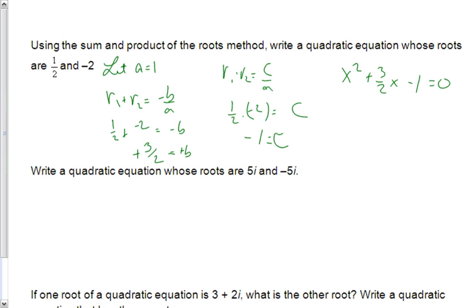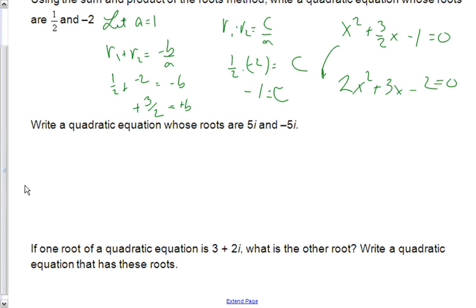Now, if it says to write it without rational roots, what would I have to do? If I wanted it as integer coefficients, you could also write it as 2x squared plus 3x minus 2 equals 0. How did I do that? I multiplied it by 2. Both of them satisfy this condition, just to let you know.